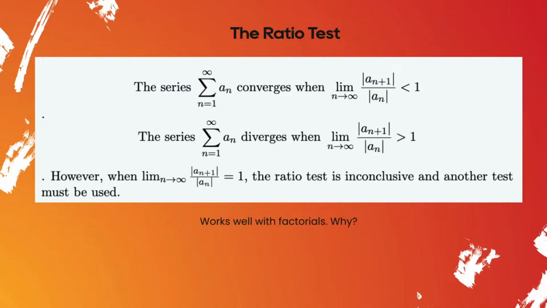And this works really well with stuff like factorials and exponents, and the reason is that so many things cancel out. For example, if A of n is something involving n factorial, then A of n plus 1 will be something with n plus 1 factorial. So if we divide both, we can see that so much cancels out because n plus 1 factorial is the same thing as n plus 1 times n factorial. Now let's look at an example.